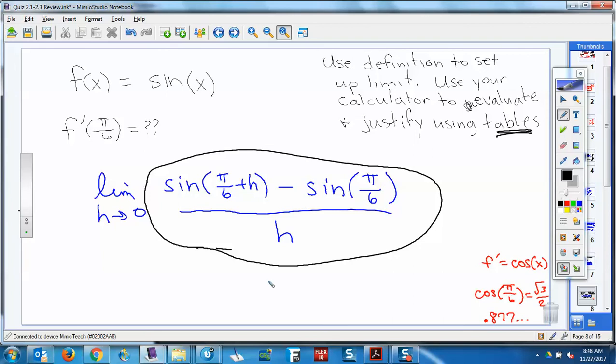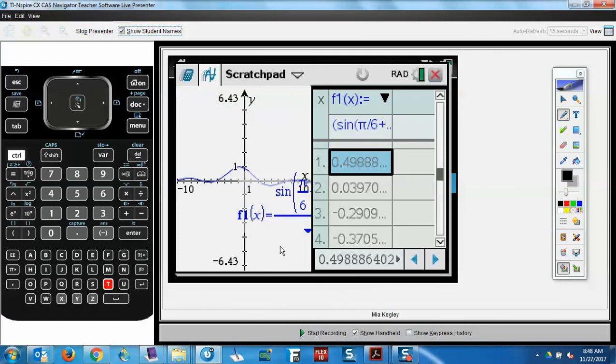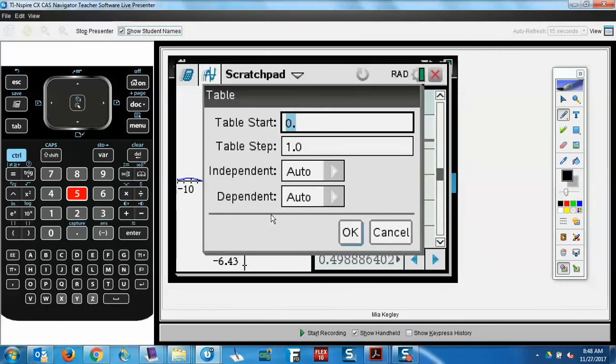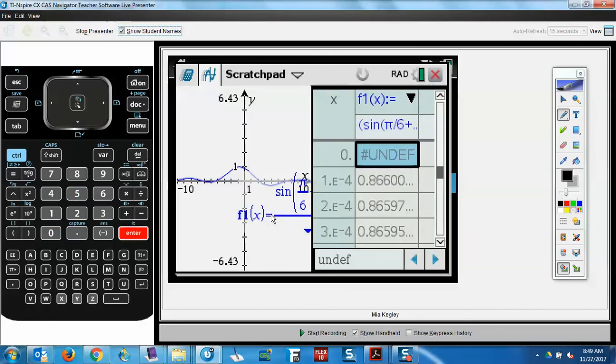All right? So now we go in here and look, okay, she's got it typed in. Now, where's our table start on this one? 0. Limit as h approaches 0, right? Not pi/6, that's different. That's the a value. That's not what we care about. We care about where the limit as h is approaching 0. So we put a 0 in, and what do we get? 0.866? Oh, yeah, 0.866. I wrote 0.877.